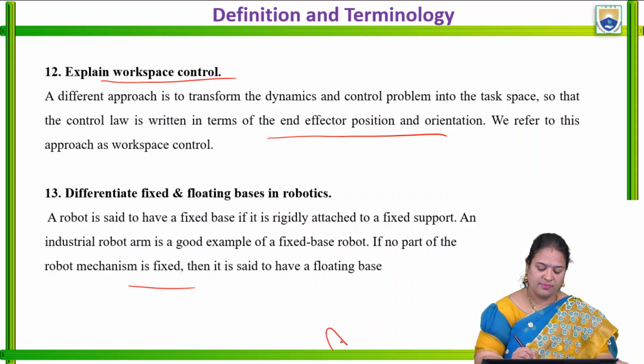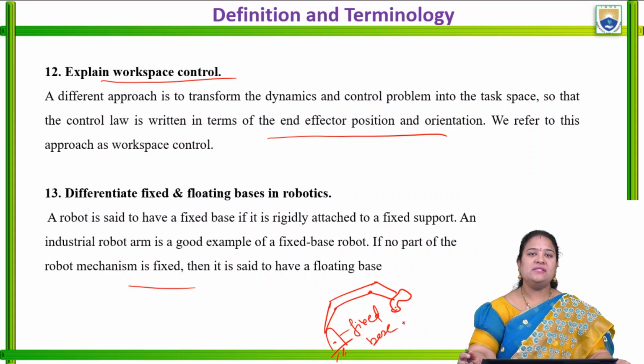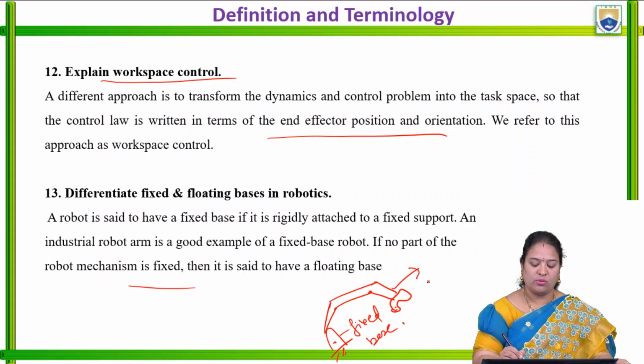This is the base which is fixed, and this is the robot which is moving. This is a fixed base. A robot is said to have a fixed base if it is rigidly attached to a fixed support, and an industrial robot arm is a good example of this. This is the industrial robot arm.